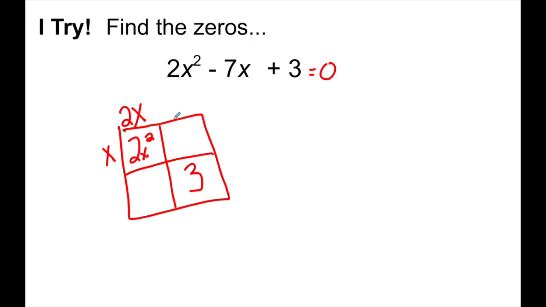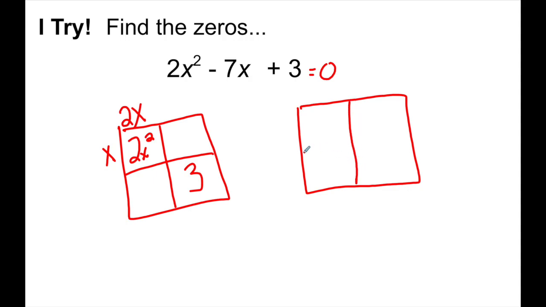Well, the only way we know how to get 3, because 3 is a prime number, is we have to use 3 and 1. But here's the kicker. Unlike when a is 1, it matters where you put it. Okay, I'm going to look at 2 different scenarios.